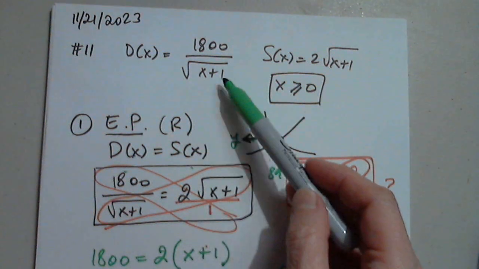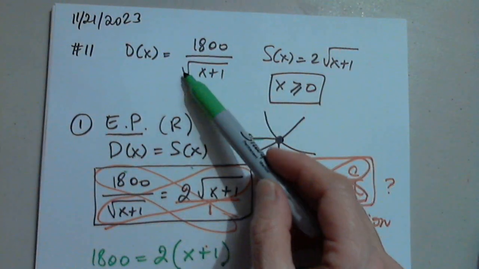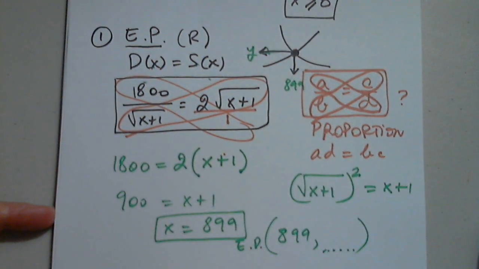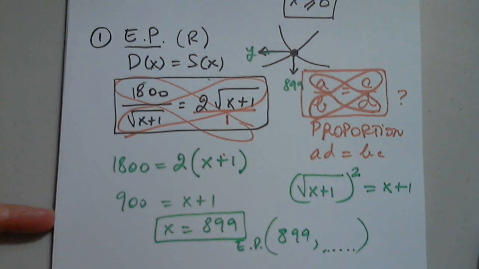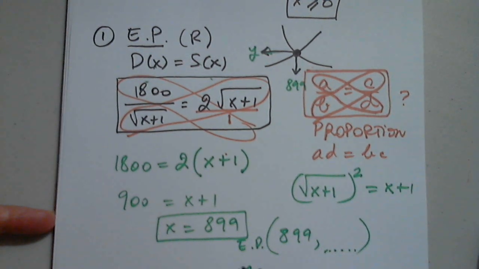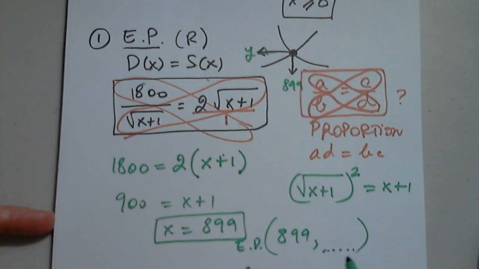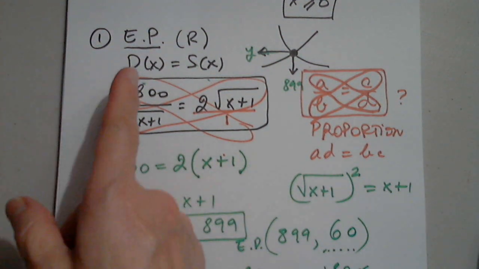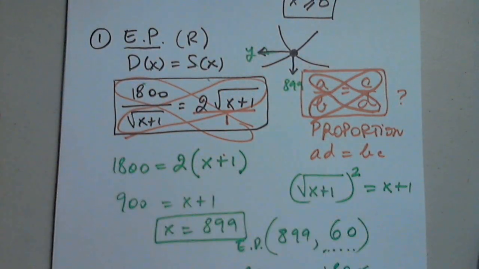1800, 899 plus 1 is 900. The square root of 900 is 30. So 1800 over 30. So let's write it. d of 899 equals 1800 over the square root of 900. And that is 1800 divided by 30. And I simplify and I get 90. I'm sorry, 60. So the equilibrium point, that was the first step, just algebra, no calculus at all here, is 899 comma 60.